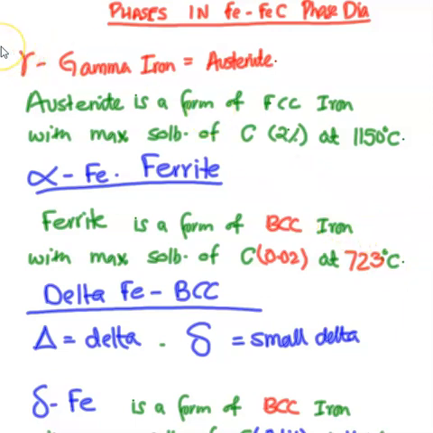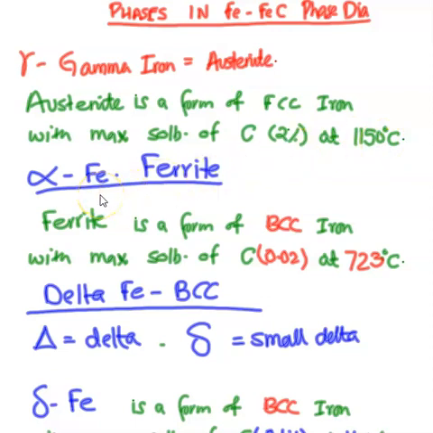This is gamma, like the Greek letter. We call that gamma iron. Gamma iron, also known as austenite, is a form of FCC, face centered cubic iron, with a maximum solubility of carbon of 2% at 1150 degrees centigrade. Where I'm getting all these values, I will explain.